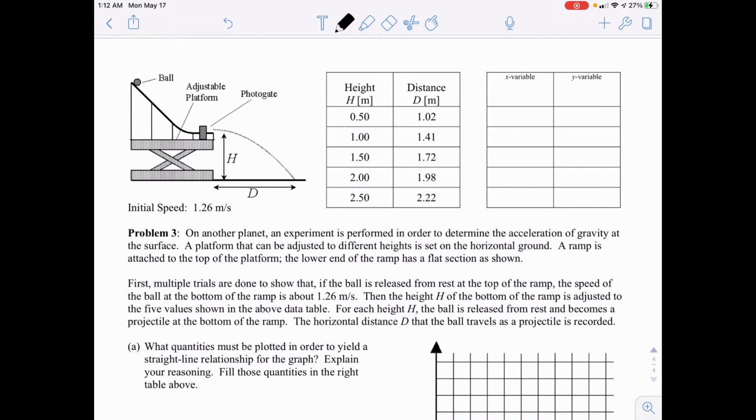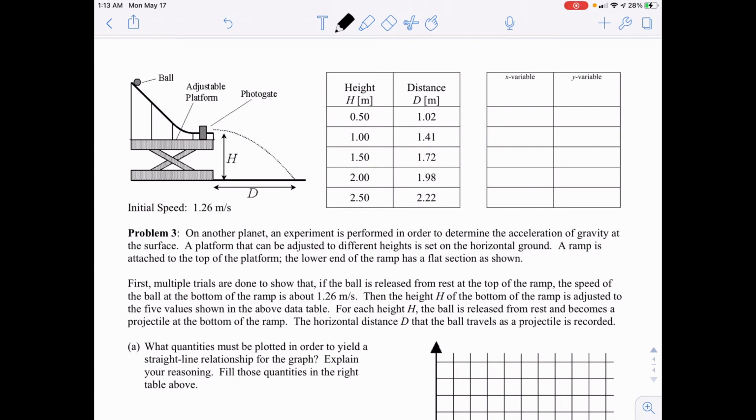In problem 3, it says, on another planet, an experiment is performed in order to determine the acceleration due to gravity at the surface. A platform that can be adjusted to different heights is set on the horizontal ground, and a ramp is attached to the top of the platform. The lower end of the ramp has a flat section as shown. First, multiple trials are done to show that if a ball is released from rest from the top of the ramp, the speed of the ball at the bottom of the ramp is about 1.26 meters per second.